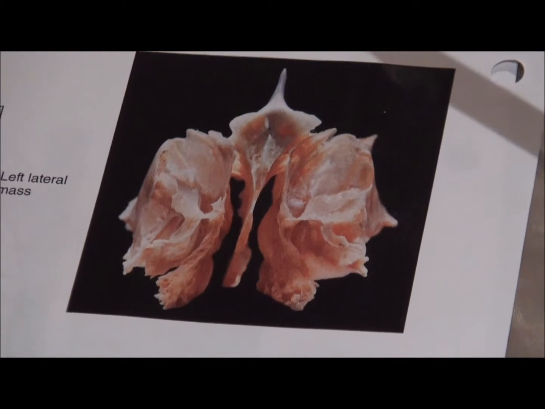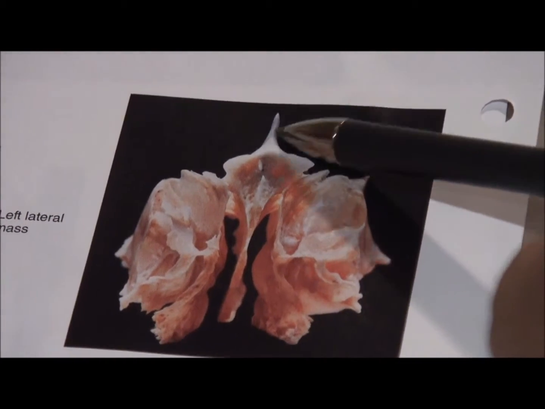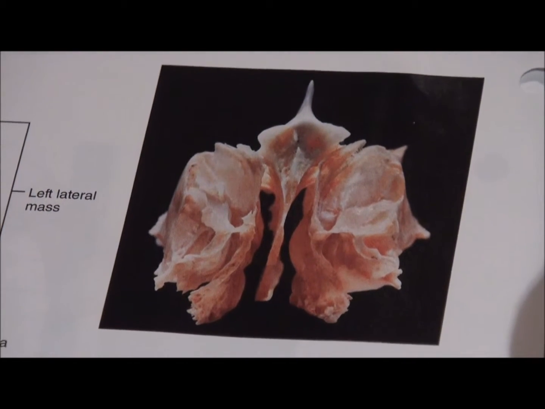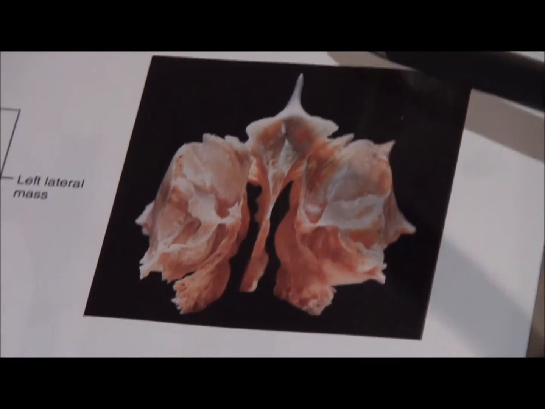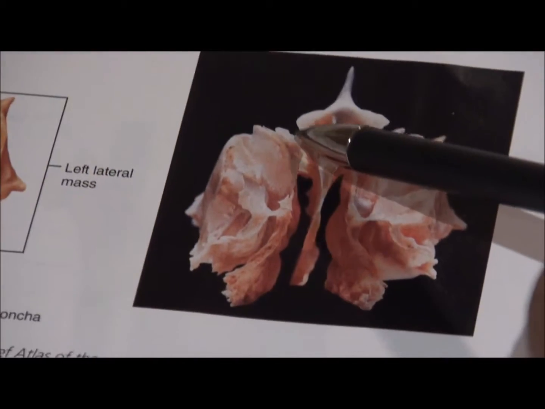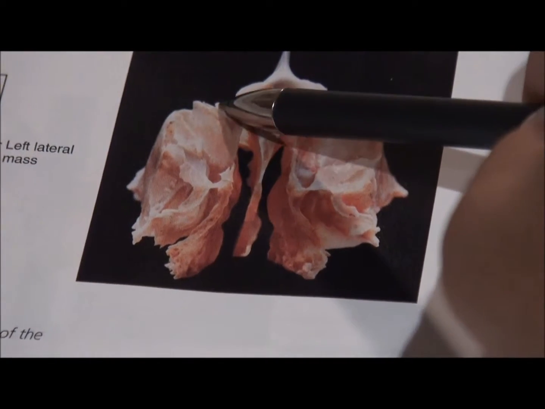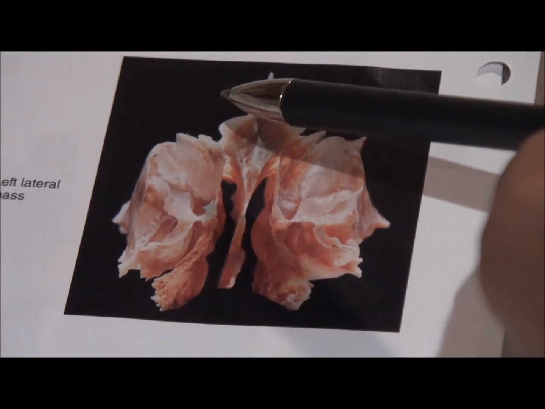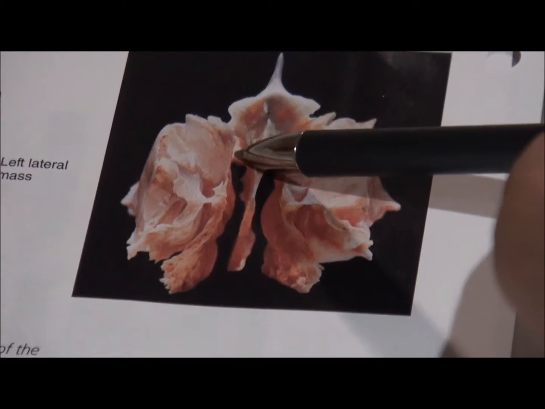For the ethmoid bone, this is the crista galli. The dura attaches here. It secures the brain in the cranial cavity. The cribriform plate is these two. The olfactory nerves pass from the smell receptors in the nasal cavity to the brain through here.